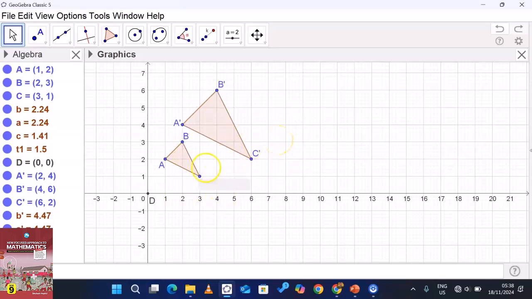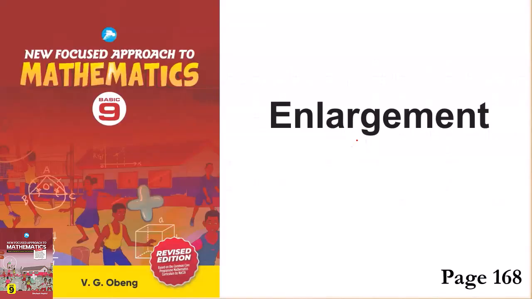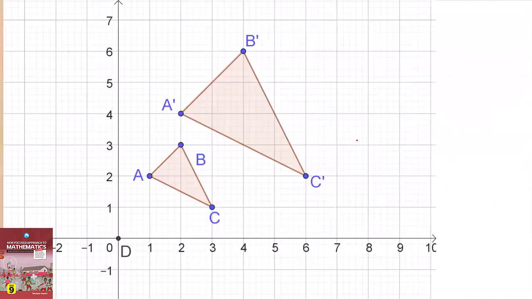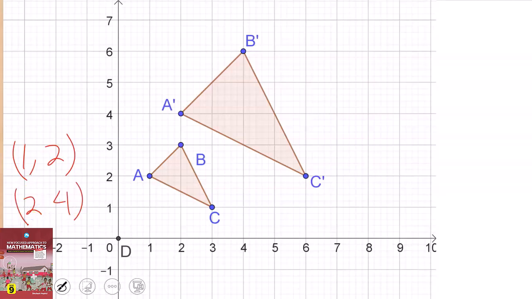Now what we are going to learn is to observe the original point A, which is (1, 2), and its image being (2, 4). Can you see the difference? Look at the point B, (2, 3), and the image has become (4, 6). Then C is (3, 1), and its image is (6, 2). So this is what we are trying to say. The original point A gave us (1, 2), but its image is giving us (2, 4). What is the relationship? Very simple.